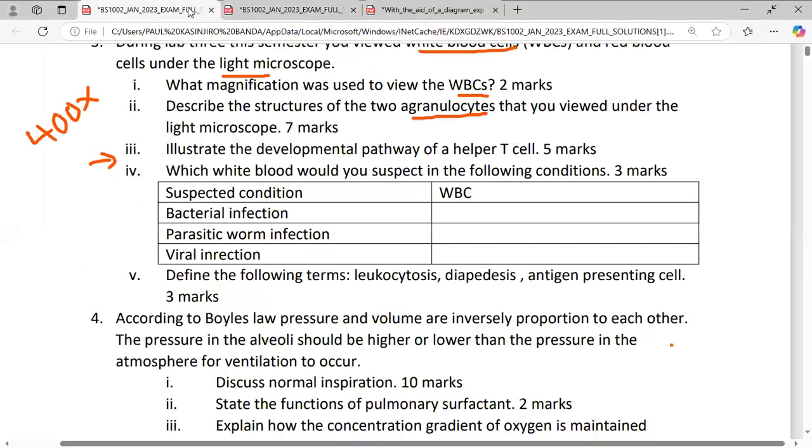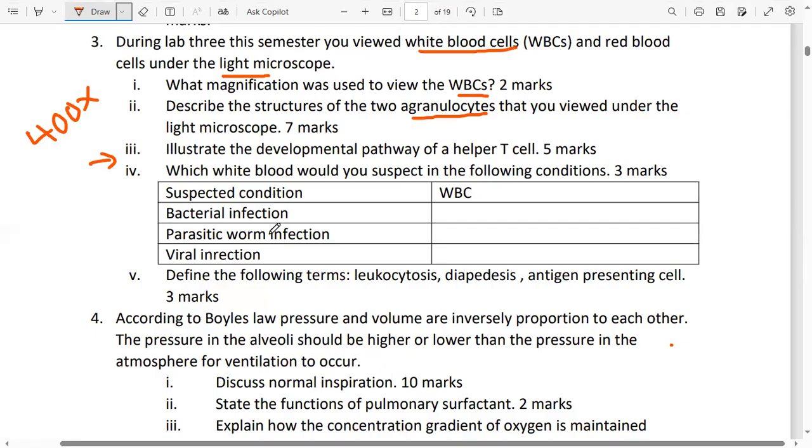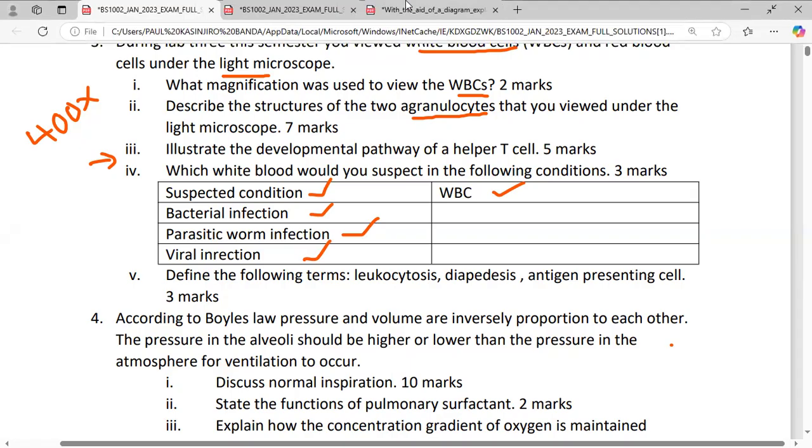All right, and then let's look at this table now. They're saying which white blood cell would you suspect in the following conditions? Suspected condition and then which white blood cell. Bacterial infection, a parasitic worm infection, and a viral infection. Depending on the infection that you have, the white blood cell that will be in charge is always different. So let's look at the answer here.